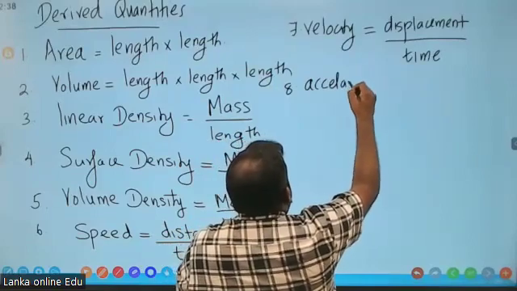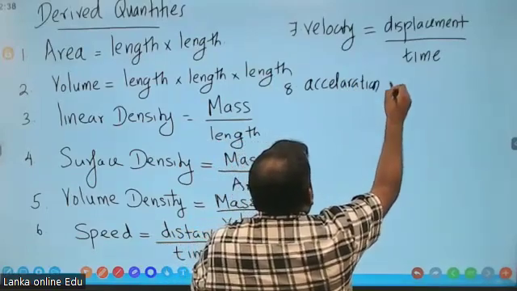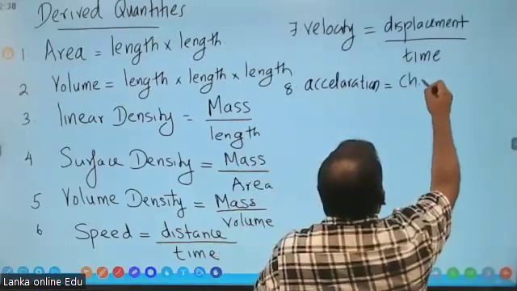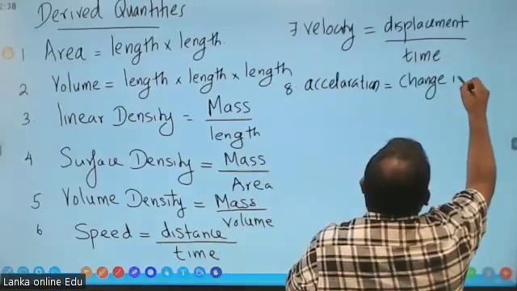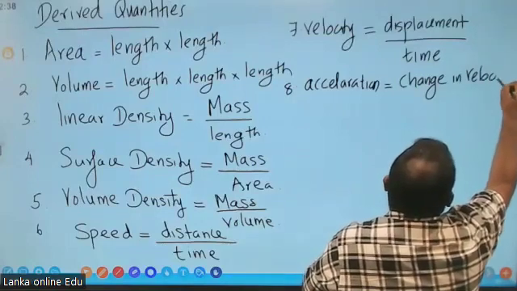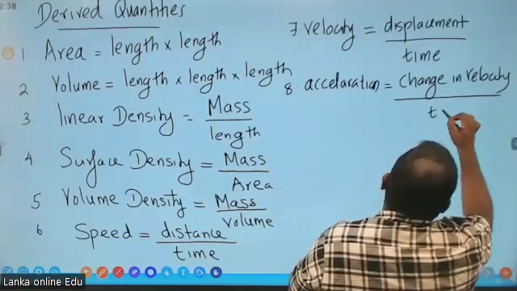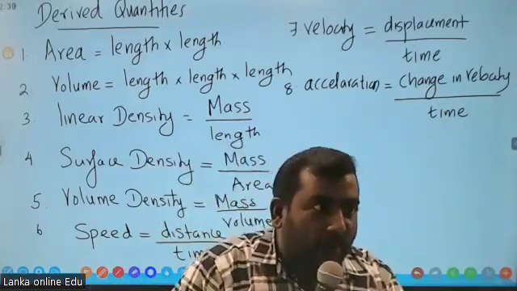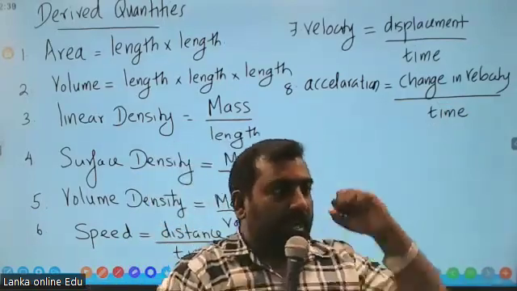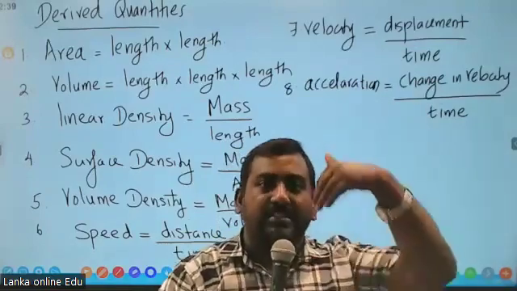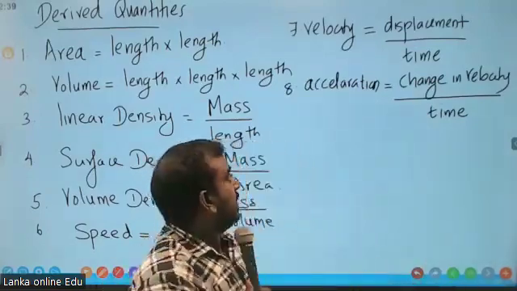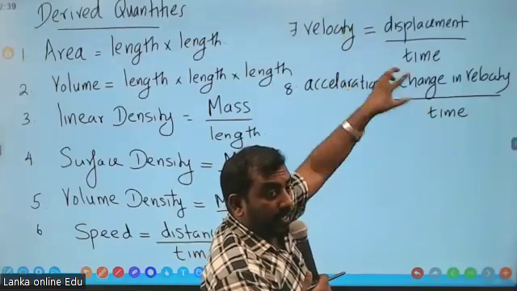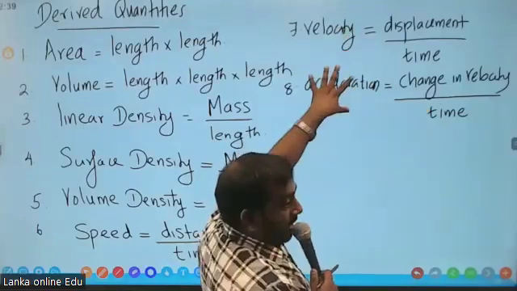Eighth one. Acceleration. Correct, no? I'm just doing it in order. Acceleration is change in velocity divided by time. Change in velocity, final velocity minus initial velocity, is also velocity. So velocity I can find using fundamental. Time is fundamental. This is derived.